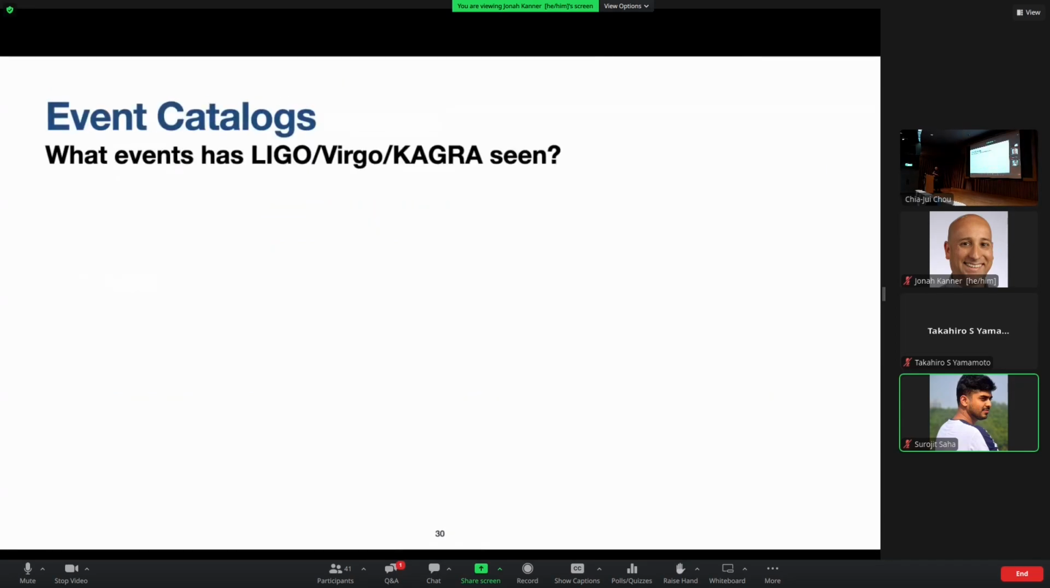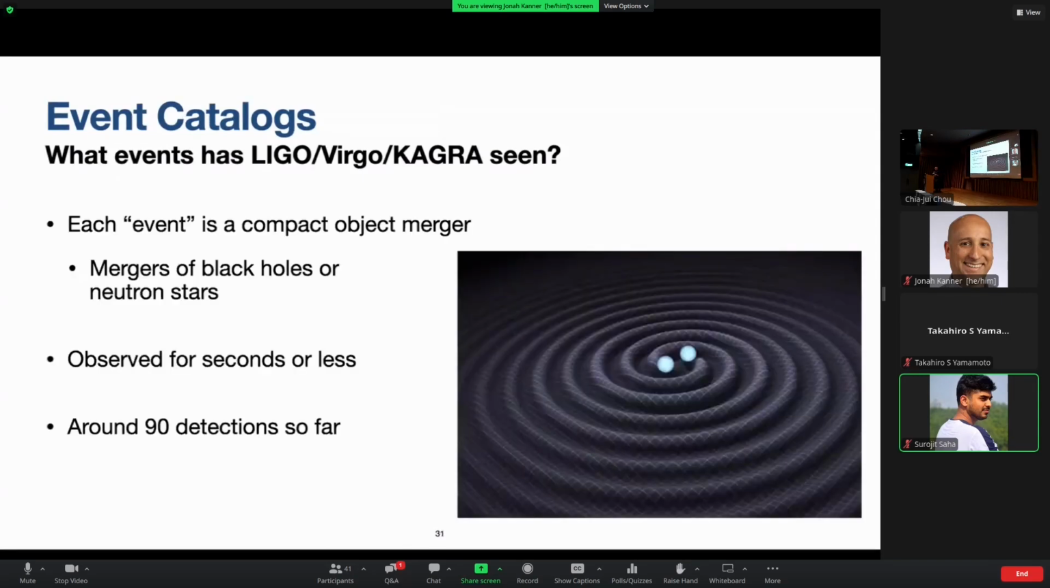A bit more fun, there are these event catalogs, so you want to know what are the detections that LIGO, Virgo, and KAGRA have seen. Here an event means a compact object merger, in most cases so far, all cases so far, I should say. These are mergers of either neutron stars or black holes. They're typically only observable in our data for seconds or less. In O1, O2, and O3, there's about 93, depending on how you count. And of course, there's more being recorded every day now that we're into an observing run. But these 93 detections are what's available so far.